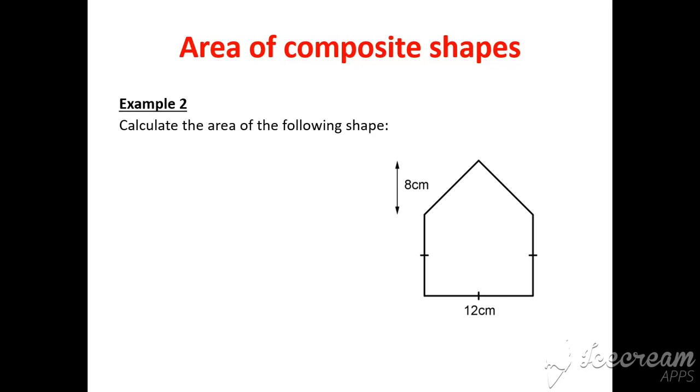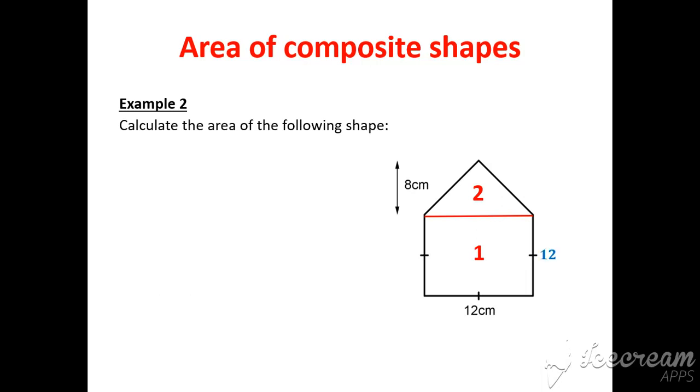Right, let's move on. Try another one. Example 2. Calculate the area of the following shape. Kind of looks like a house. Well, again, there's different ways to do it, but here's one way. Pop a line across here to create this rectangle or square and create a triangle at the top, the roof.